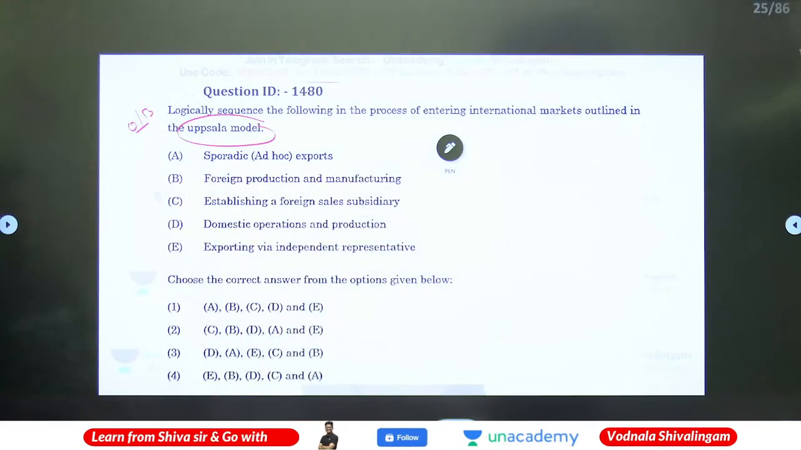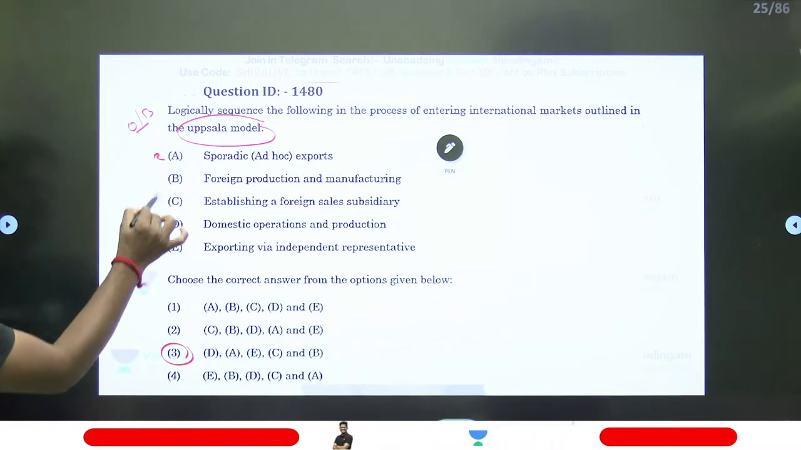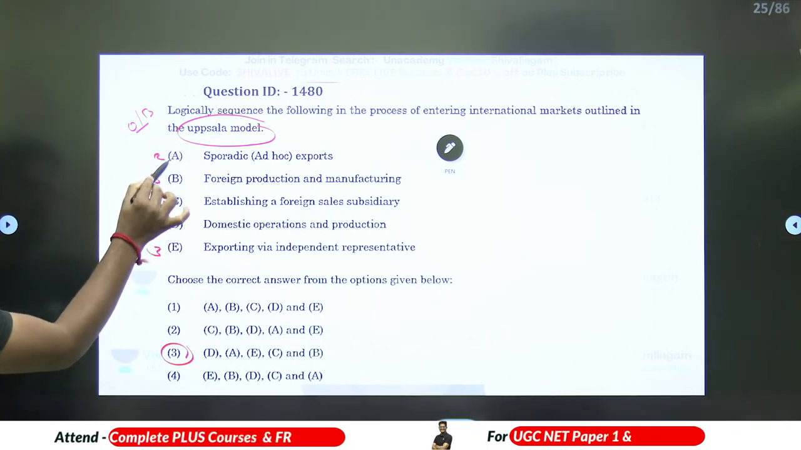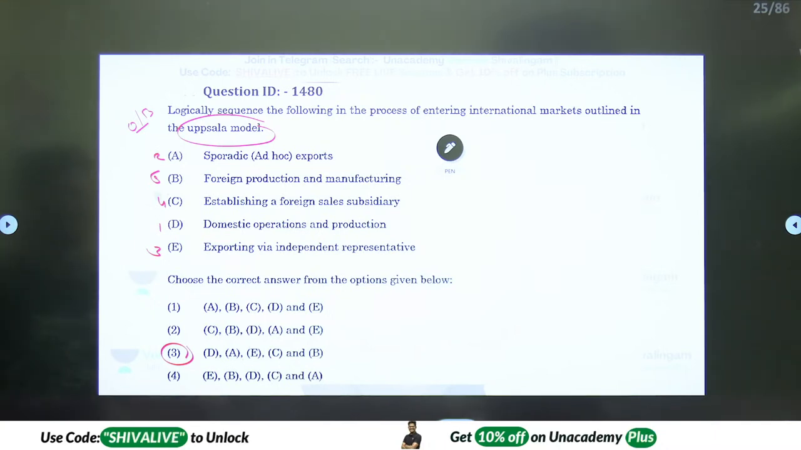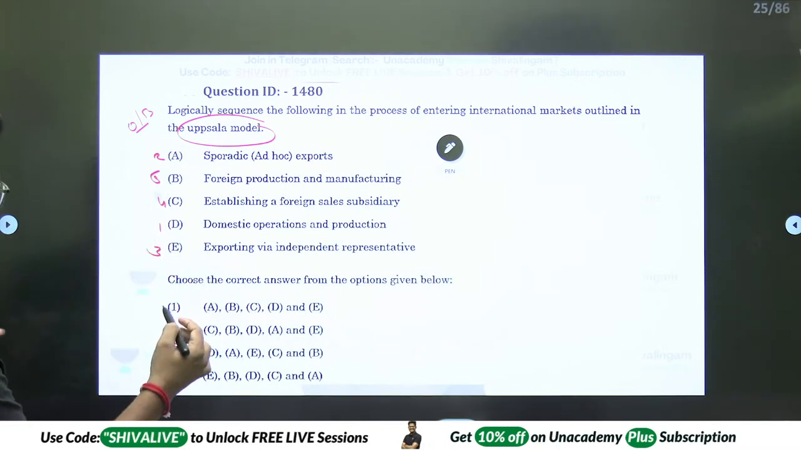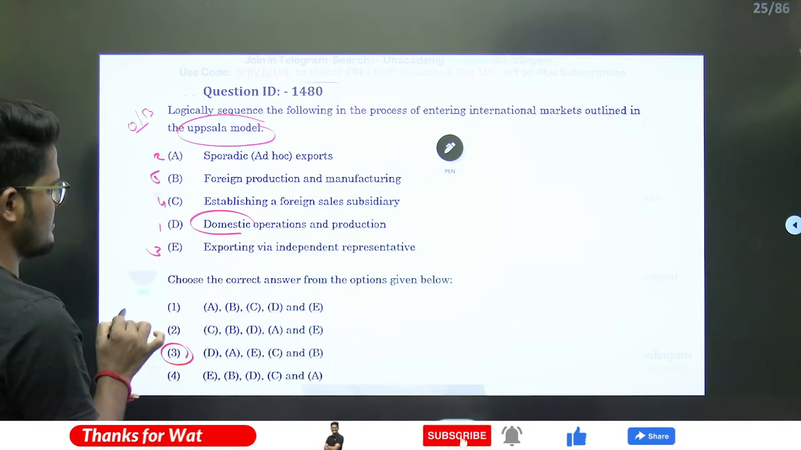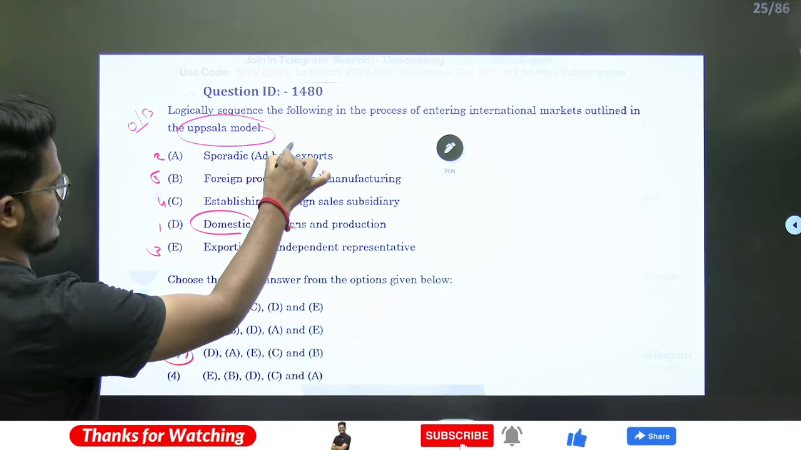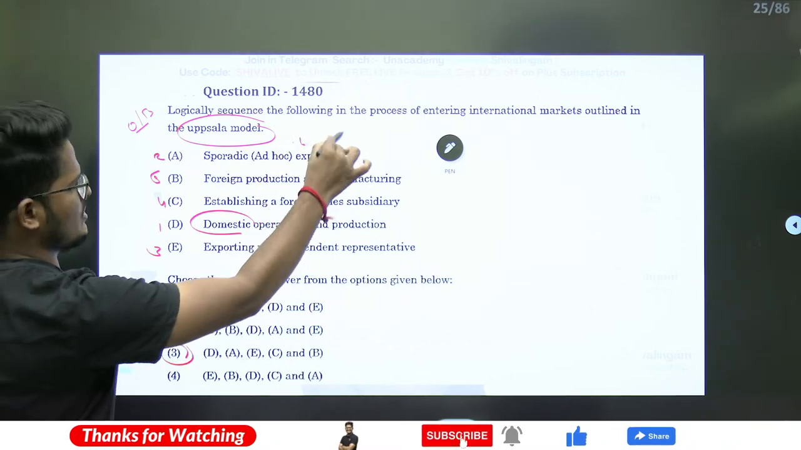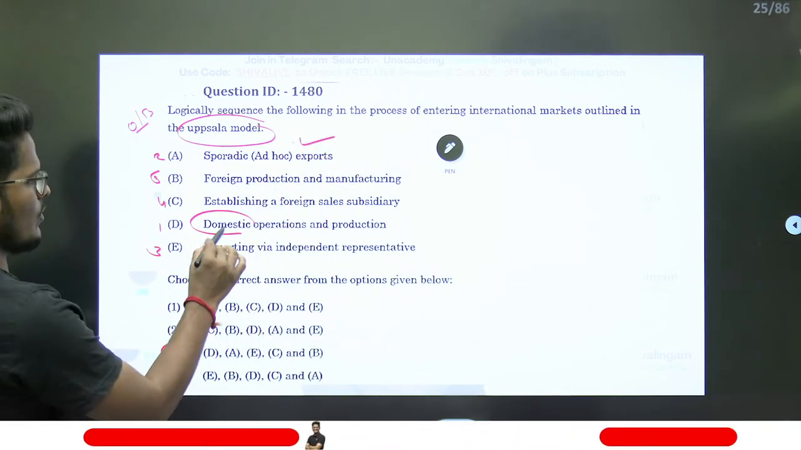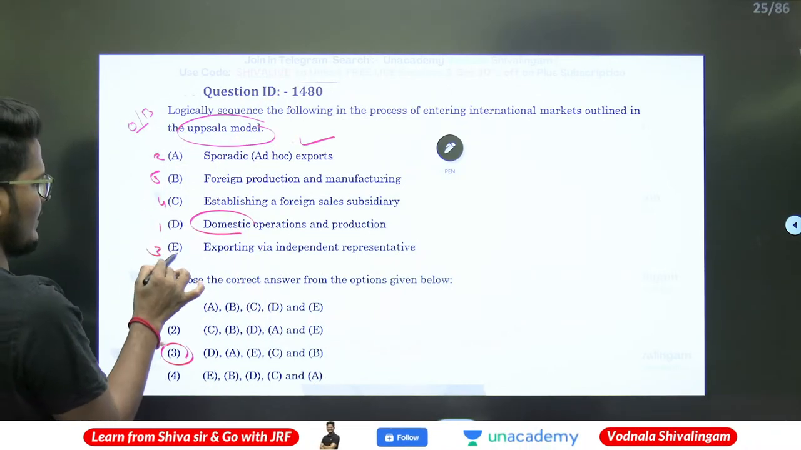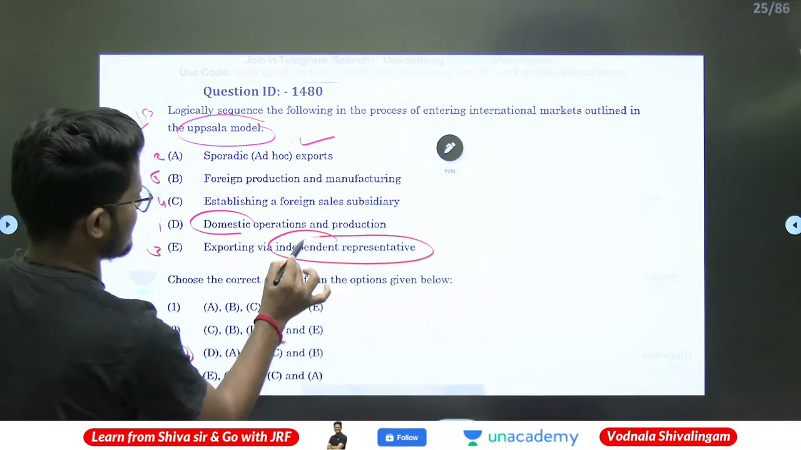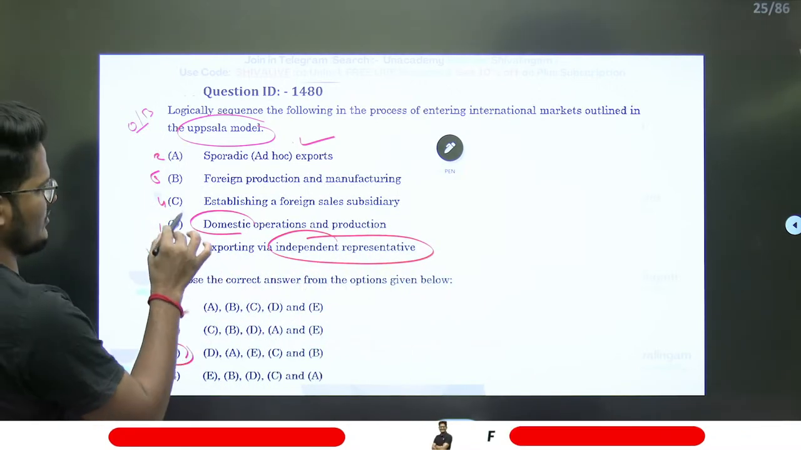So option C is the correct answer, that is DAECB. First, domestic operation and production. How to enter into international market? Process of entering into international market. First, do the domestic operations. Later, sporadic, ad hoc. Ad hoc means temporary export. Because over and above, if any domestic production is there, the leftover you can sell in export form. After that, exporting via independent representative. Individually, you are only doing exports.